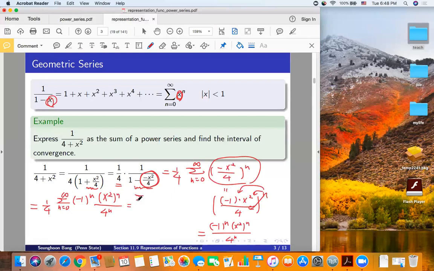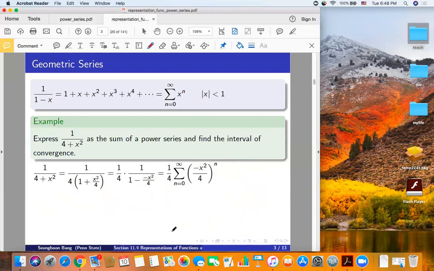So the summation n equal to 0 to infinity of minus 1 to the power n, x to the 2n, over 4 going inside. What does it mean? This is the same as 4 times 4 to the n, the same as 4 to the power n plus 1. You can change it to 4 to the power n plus 1. We have this result. This is the whole idea for finding the power series representation.